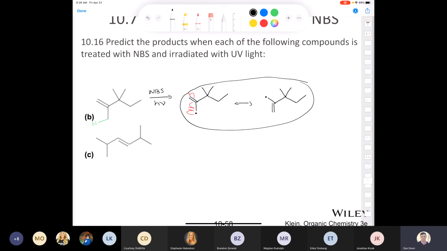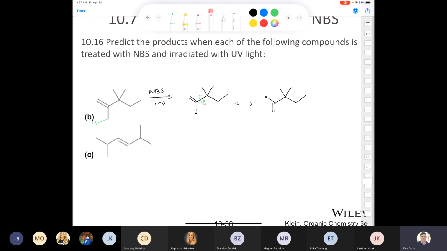Are they isomers? Are they stereoisomers? Could anybody tell me what the relationship between these is? Okay. The relationship between these two is that they're identical, the exact same thing, right? Because we have free rotation around this carbon-carbon bond. And so these two molecules are the exact same thing.